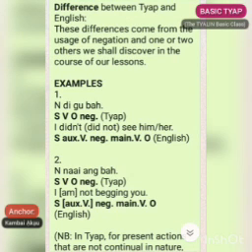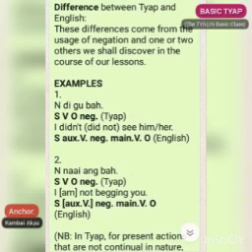Now the differences between Tyap and English include the usage of the negation and one or two other things we shall discover in the course of our lessons. Now let's look at the examples again. Number one, we have Ndiguba. Ndiguba. I didn't see him or her. I did not see him or her. The second example is Nayangba. Nayangba. I am not begging you.